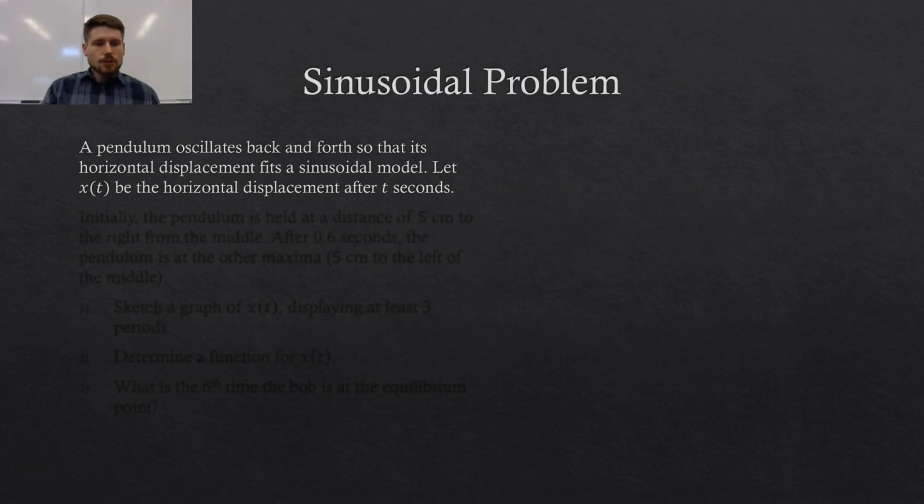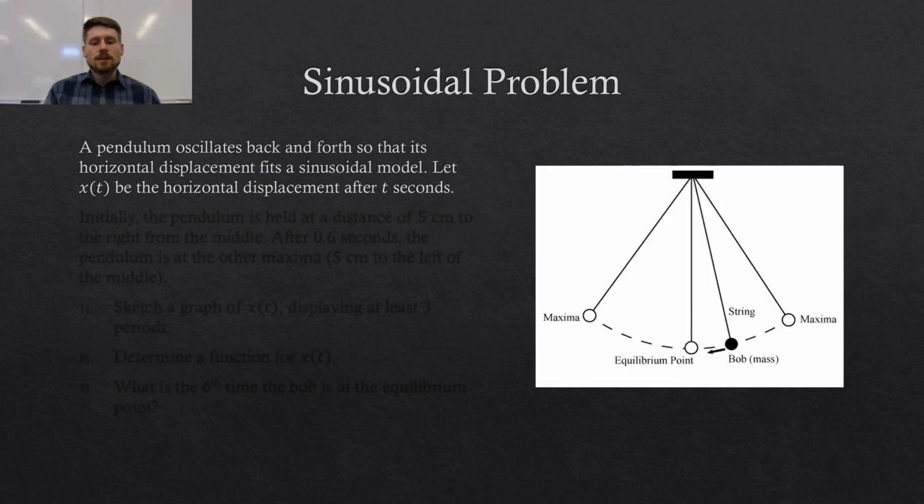Okay, so here's our problem. This whole video is just going to be solving this one problem. We'll start off by framing what's going on. You have a pendulum that's oscillating back and forth. Oscillates means goes back and forth in a periodic fashion, so that its horizontal displacement fits a sinusoidal model. Let x of t be the horizontal displacement after t seconds. So this is the scenario we have.